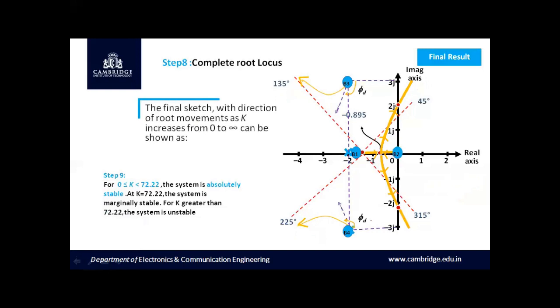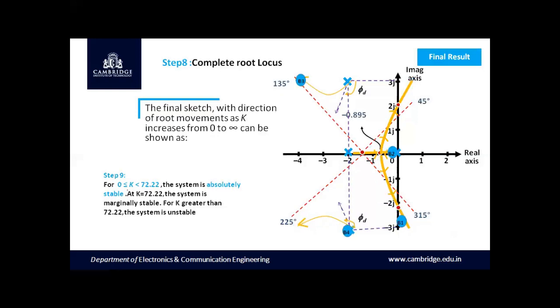And this shows the final sketch with the direction of root movements as k increases from 0 to infinity, and it is shown very clearly here. We can see the movement of the branches for the complex conjugate pole, which is trying to reach infinity here. P3, P4 represent the branch number, and we are able to see the movement of the pole on the real axis at s equal to 2 as well as at s equal to 0. This shows the movement of these poles when k increases.